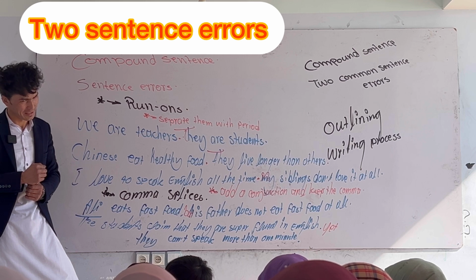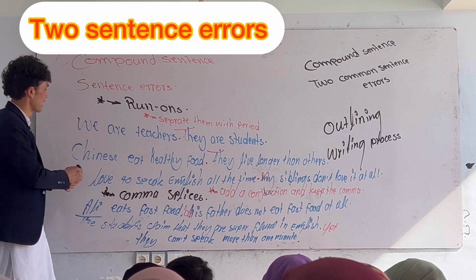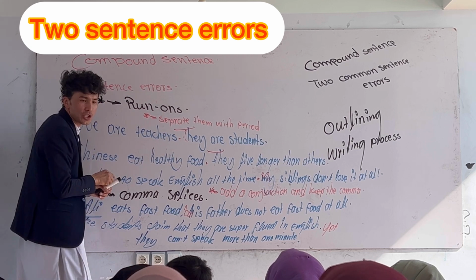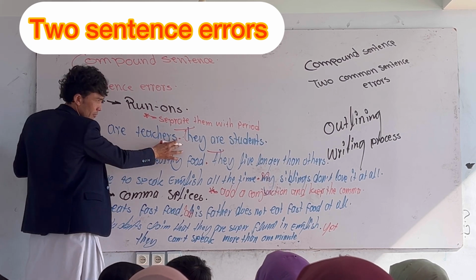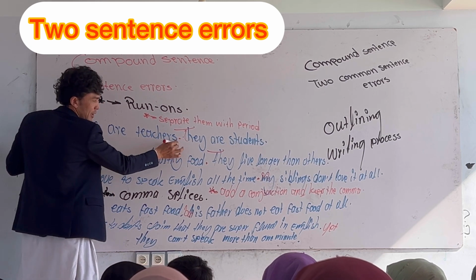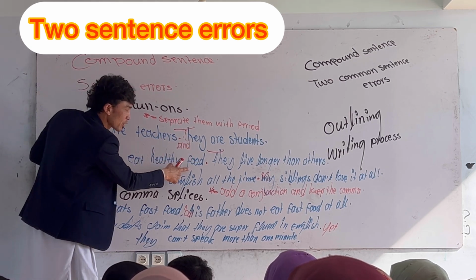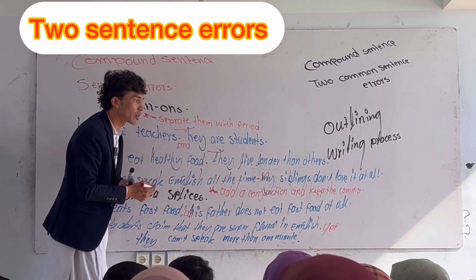No? Really? No problems? Okay. Now here, we are teachers, they are students. What conjunction do I require here? If we combine them, I need and, with a comma before it. Chinese eat healthy food, they live longer than others.